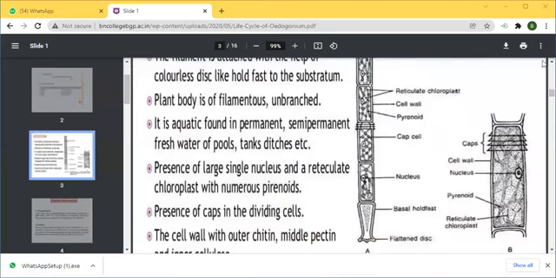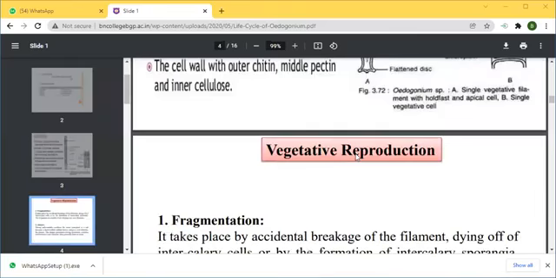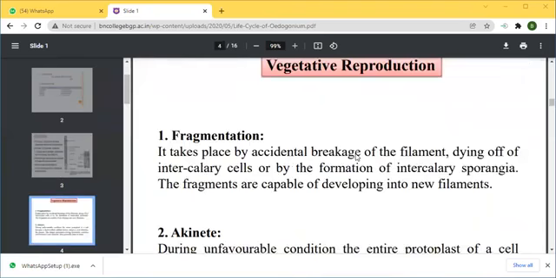This one is just a general account of Oedogonium. Did you understand these points, girls? Yes, madam. Yes, ma'am.